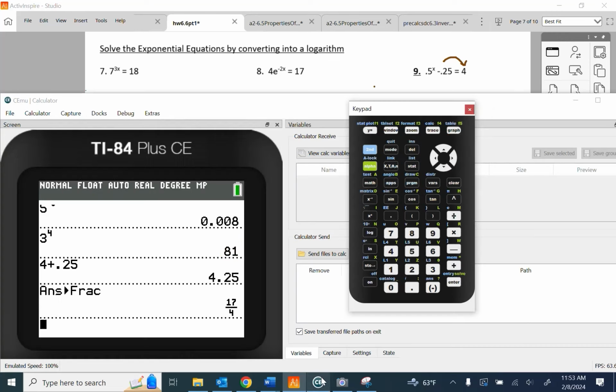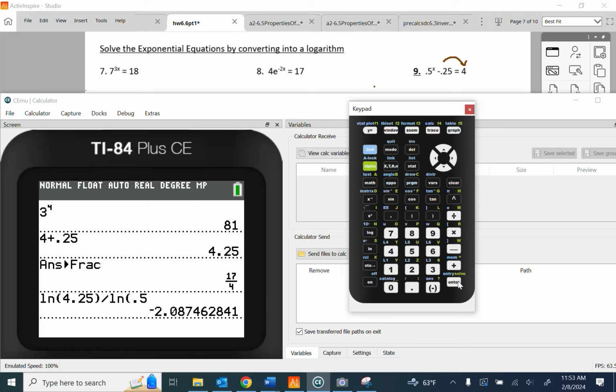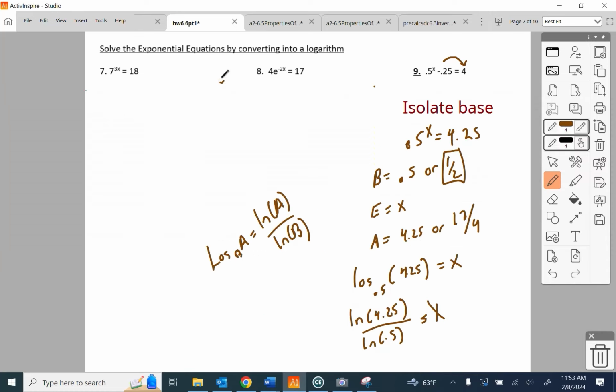And I'd be happy if you stopped there. It's going to be a negative number. And it's negative 2.0875. See if I can remember that, negative 2.0875. Double squiggly means about.